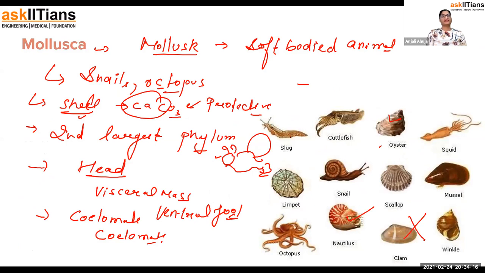Okay, so these are all the examples: slug, cuttlefish, oyster, squid, limpet, snail, scallop, mussel, winkle, clam, nautilus, and octopus. Mollusks are very intelligent. They have a number of brains. An octopus has 8 brains. And a brain is nothing but a group of nerve cells. They also have that group of nerve cells, which is getting more and more functional. That's all about the mollusk.